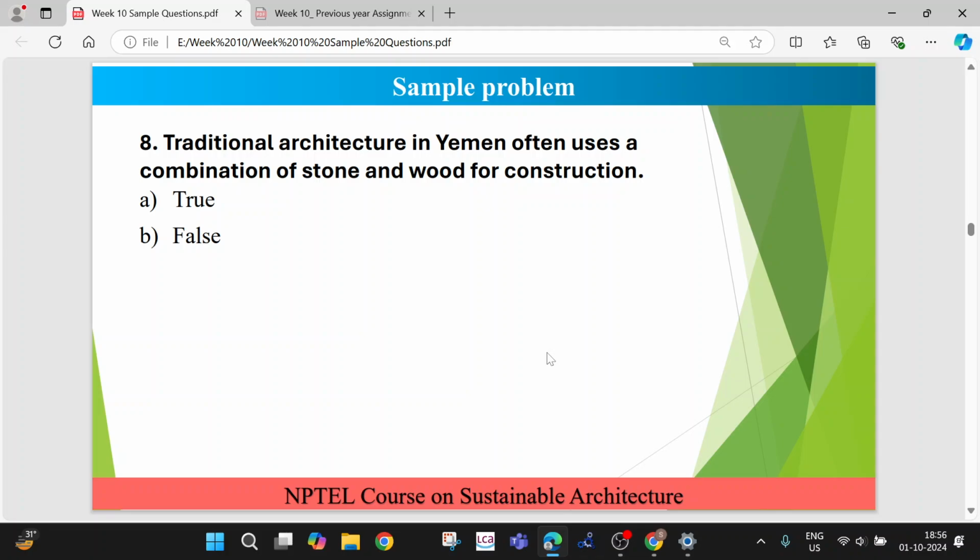Yeah, slide number 21. There you can open, and it was clearly written in slide number 21 that these houses are made up of stone and mud. All of you can find it out.